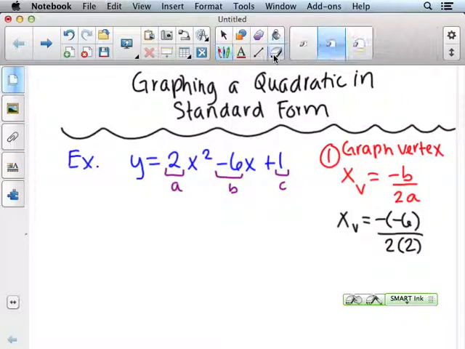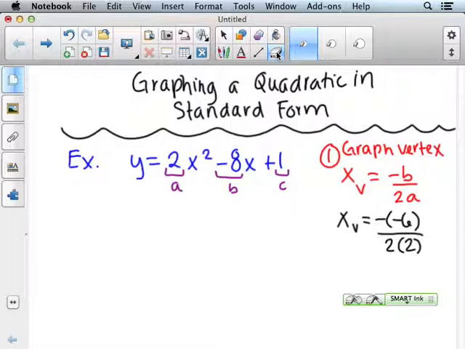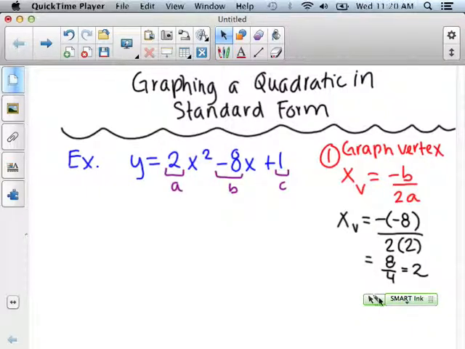Oh wait, this is a bad example. Let me change this to 8, because I want this to be even numbers. So I'm going to make this 8. That makes this 8 here also. Okay, so negative negative 8 gives me 8 over 4, which equals 2. That means the x part of my vertex is 2.